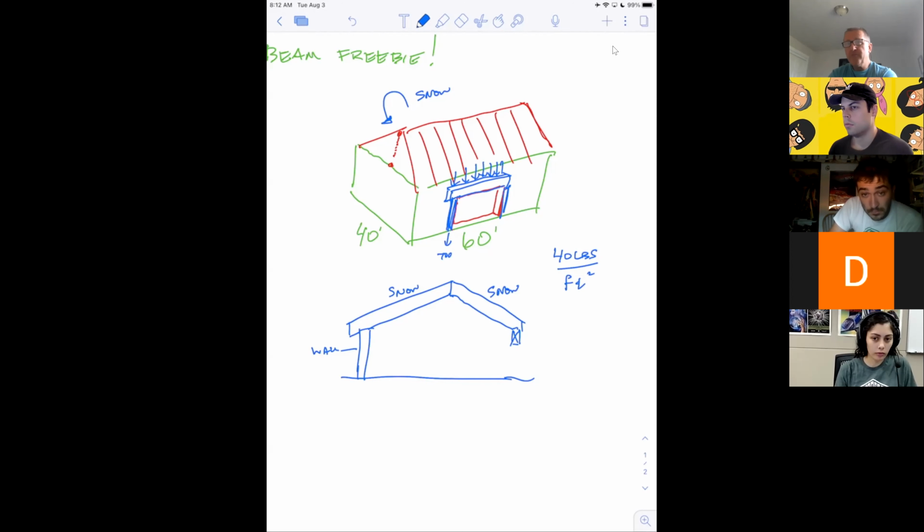And so where we live, that's 40 pounds. But I just drew a plan recently for a friend's house up by Lake of the Woods. But does it make sense it snows more up there?